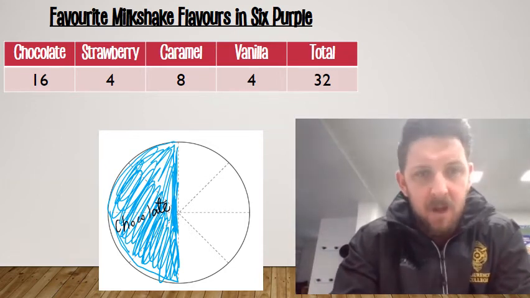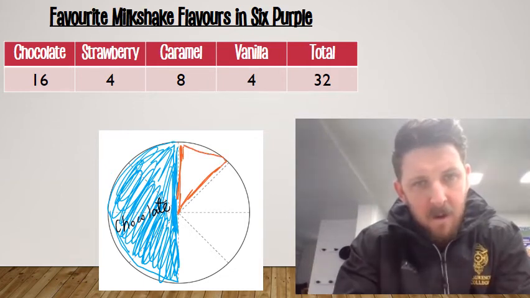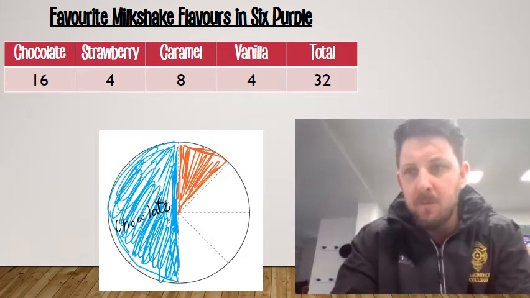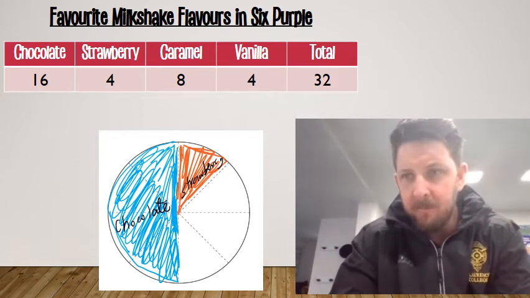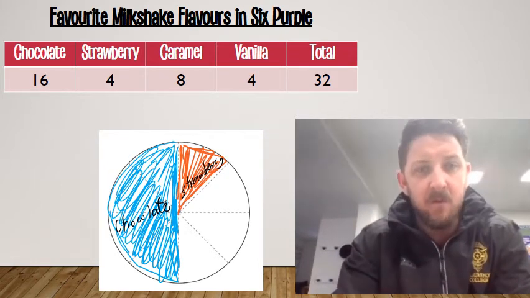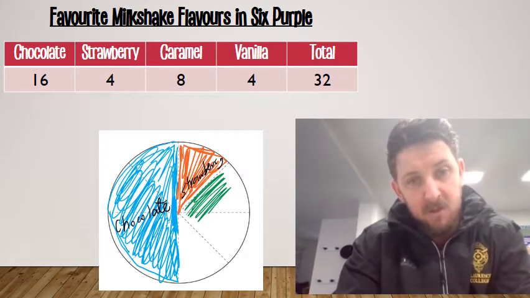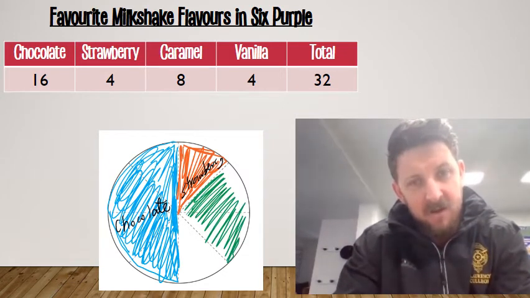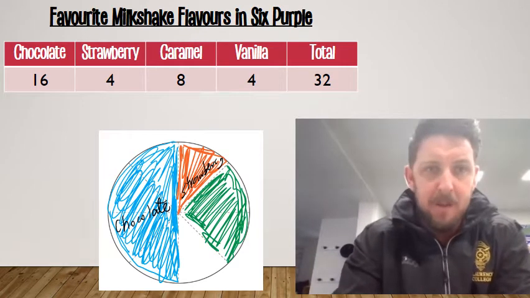There are 4 people. We know each section is worth 4, so I'm going to quickly colour in one part of our pie to make for 4 people. I'm going to label it strawberry. Right, then I'm going to do my next one, which is caramel. Now it's 8 people. Now 8 divided by 4 is 2, so it must be 2 sections that I have to colour in to make sure that I represent those 8 people.